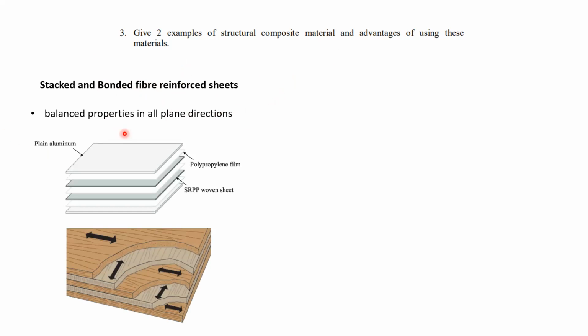When we bond plywood sheets, we often put one in the X, one in the Y, one in the X, one in the Y, all in different orientations. And why do we do that? To give it isotropic properties, to make sure that it's strong in both the X-axis as well as the Y-axis. So plywood is a good example of a stacked and bonded structural composite material.